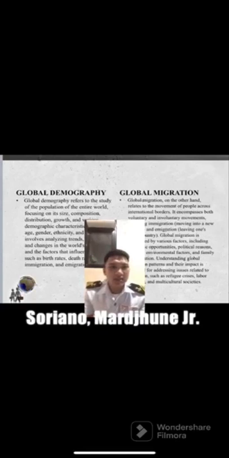It is also a critical component of global demography, as it significantly impacts population growth, composition, and distribution. Understanding global migration involves examining the reasons people move. It also examines the impact of migration on host and origin countries and the resulting demographic changes.